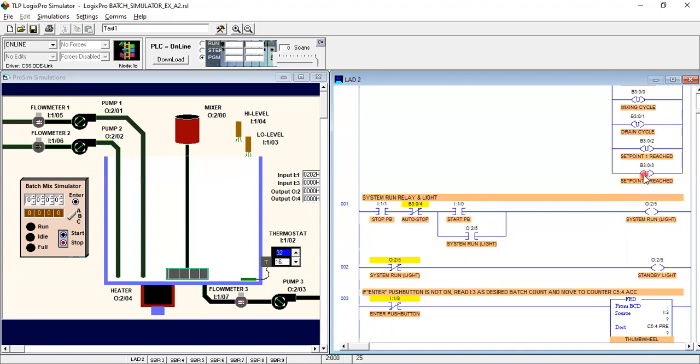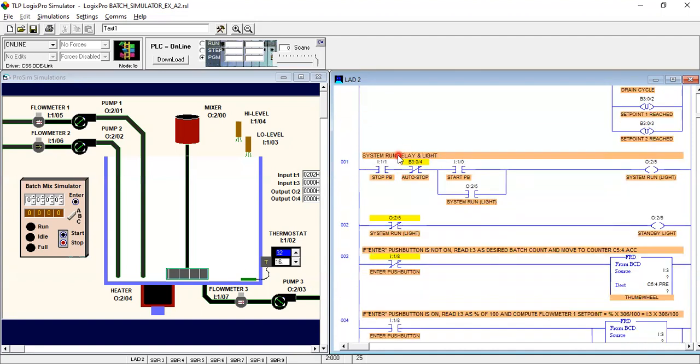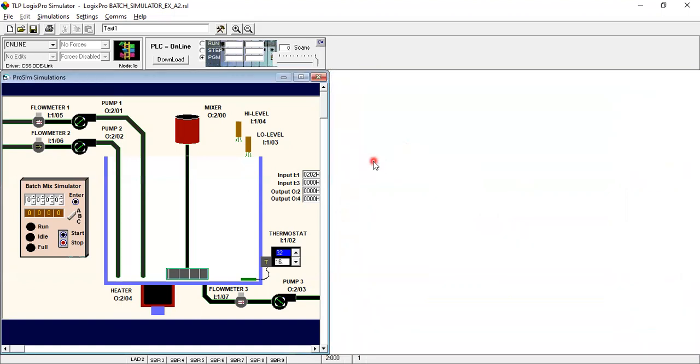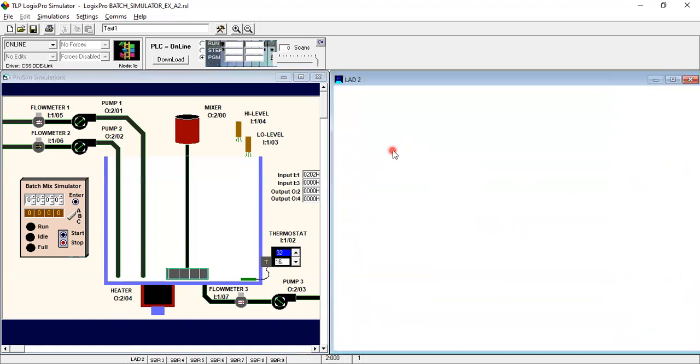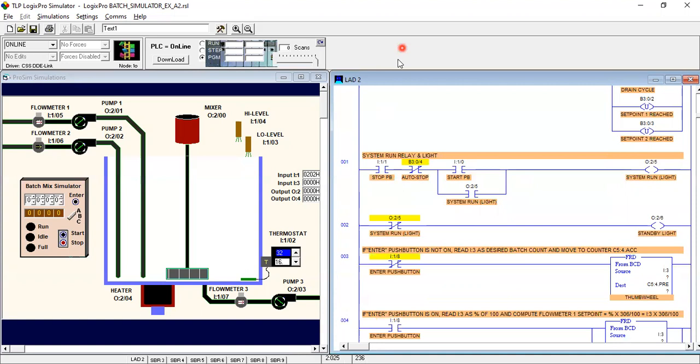Okay, when the quantity is full in the tank, it will show. So this is a set point, the value of our liquid quantity. Okay, and in the next rung we have the system run relay and lights. So this is the run light.